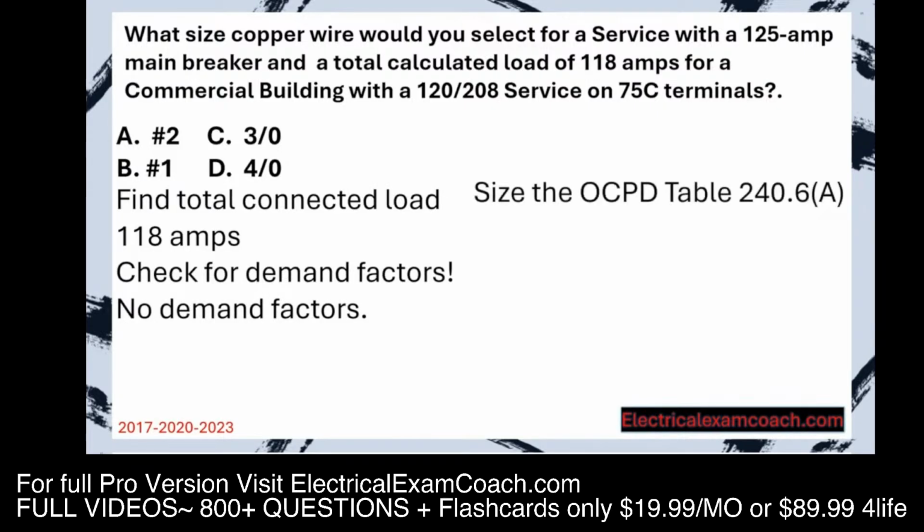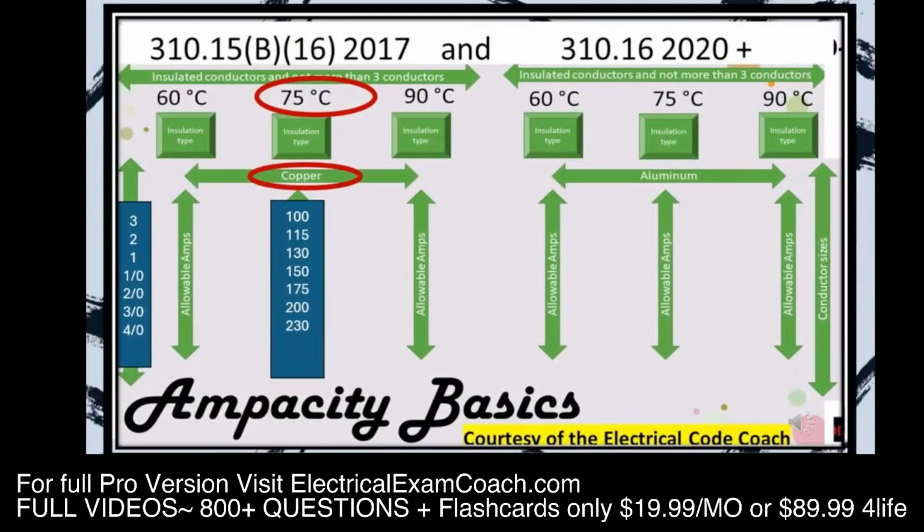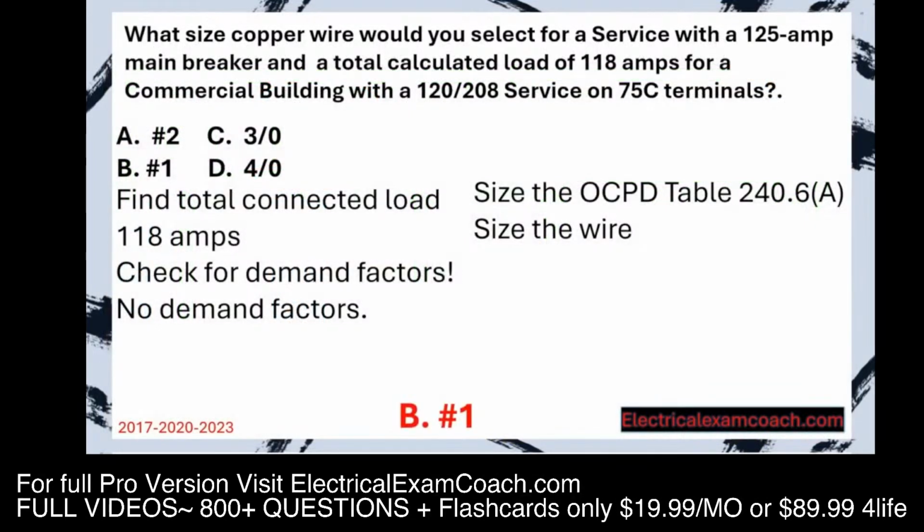In this case, there are no demand factors, so we're going to carry on. Normally, we would size our overcurrent protective device, but if you notice in the question, they've already done that for us. So all we have to do is size our wire. We're going to head to our primary ampacity table and find a wire that is good for 118 amps. We slide down the 75-degree C column on the copper side, and we're going to find that we select a number 1. And in the testing center on the Electrical Exam Coach website, you'll have more variants of this and practice of this, but that's how easy it is with commercial. First, size the breaker based off the known load, and then you're going to size the wire.